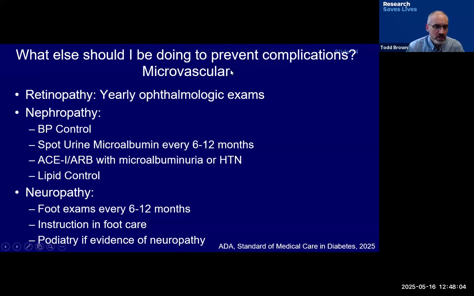So what else should we be doing to prevent complications? We think about eyes and kidneys and nerves. So yearly ophthalmologic exams. With nephropathy, talking about blood pressure control; lipid control is actually important for nephropathy as well. Getting a urine microalbumin every 6 to 12 months, using an ACE inhibitor or ARB in people with microalbuminuria or hypertension, and using SGLT2 inhibitors in this population as well. Neuropathy: doing foot exams in clinic, giving good instructions on foot care, particularly for people who have some evidence of neuropathy. And then I send people with evidence of neuropathy to podiatry, so they're not doing home foot surgery to cut their nails, etc.